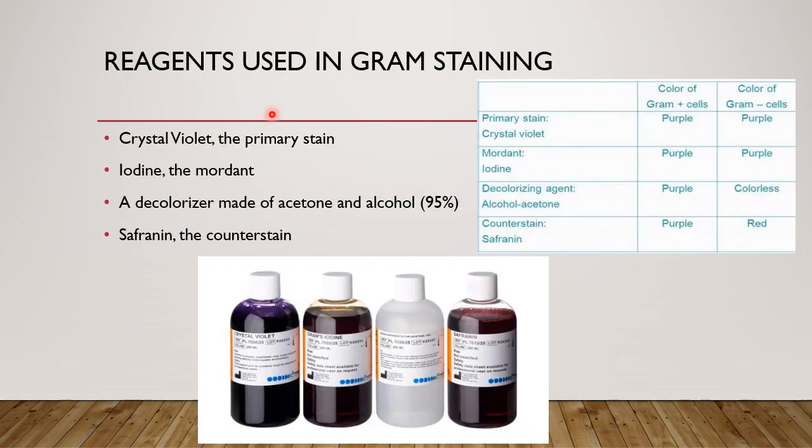And the next is the reagents used in gram staining. As gram staining is a method of differential staining, we use more than one stain here. The first stain is crystal violet. This appears purple in color, and this is the primary stain as we use it first in the staining procedure. Secondly, we use iodine. This iodine acts as a mordant. Mordant here means a fixing agent.